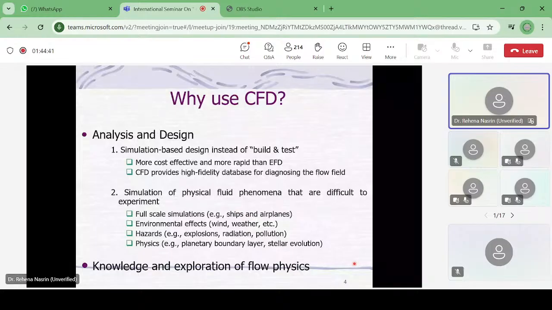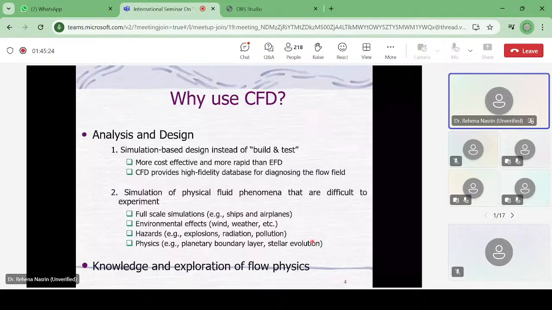And also for experiments, sometimes environmental effects arise, like wind speed, like weather. Sometimes these are not in our favor, or sometimes hazards also happen, like explosions, radiation, pollution, etc. And sometimes making a prototype is not possible, like planetary boundary layer, stellar evolution. Computational fluid dynamics comes forward to build and test.